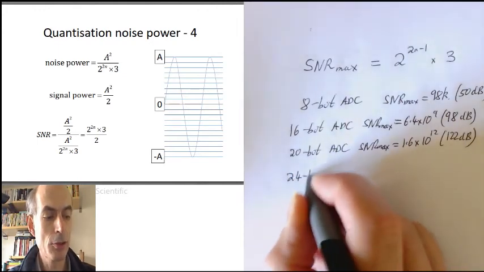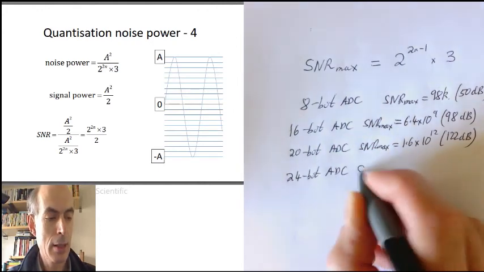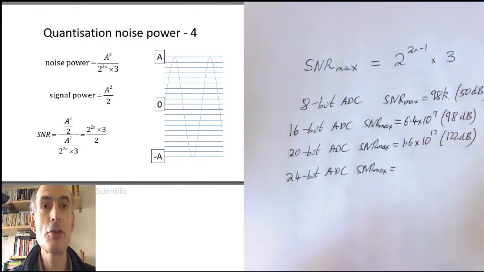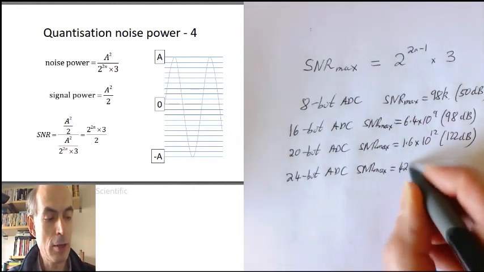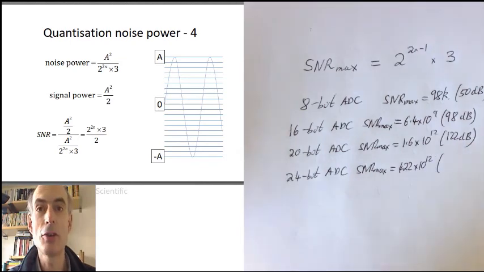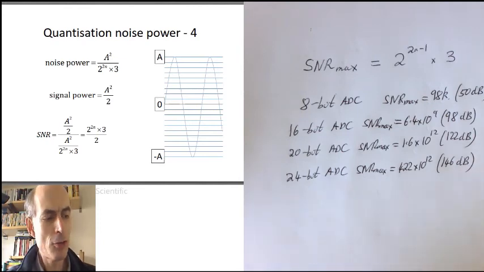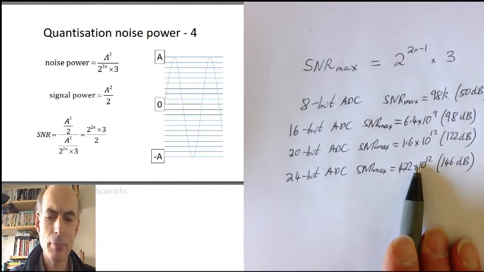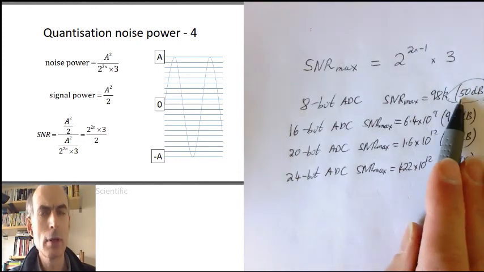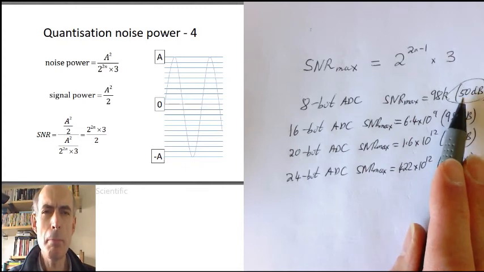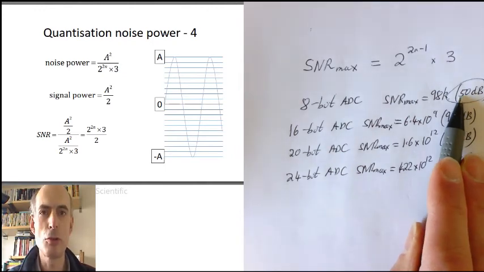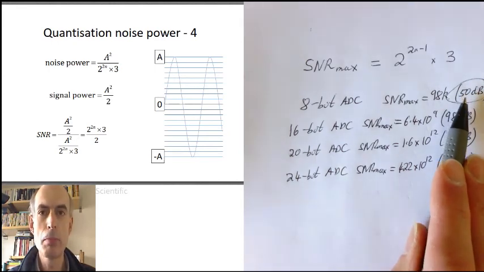And you can now get 24-bit ADCs. And they give you a maximum signal-to-noise ratio of about 422 trillion, which in dB terms works out to be 146 dBs. To illustrate just how big a range that is, a 50 dB signal-to-noise ratio would be about the signal corresponding to a typical conversation in an inside room. The kind of level that I'm talking at now as the signal, and the noise would be at the very limit of your hearing range.